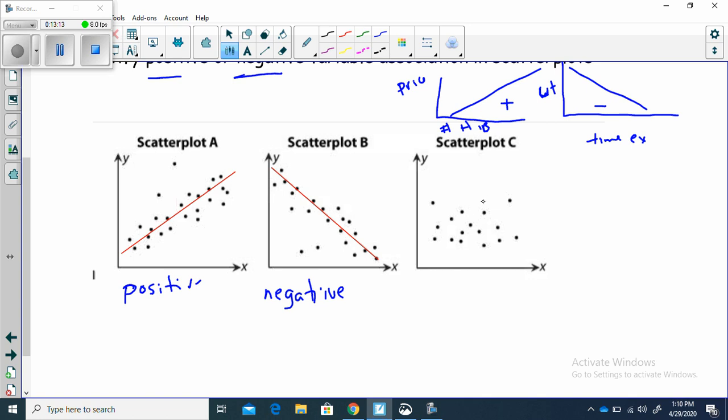Is there any association here? There's none whatsoever. I mean, the data is just scattered around. So we have no association on this one.